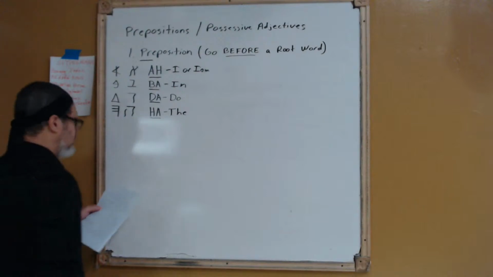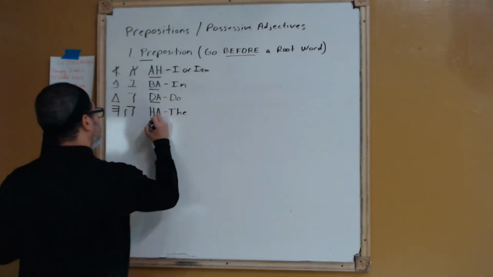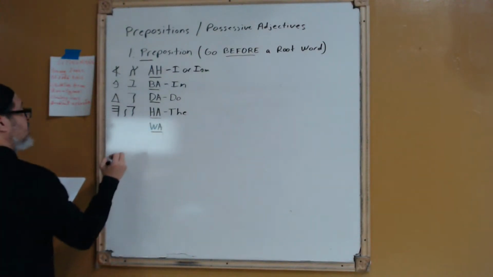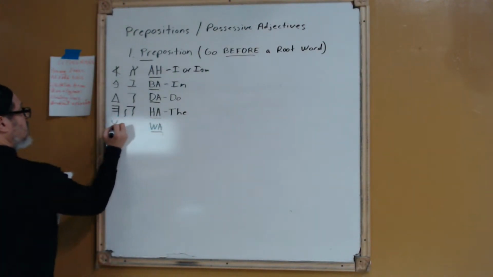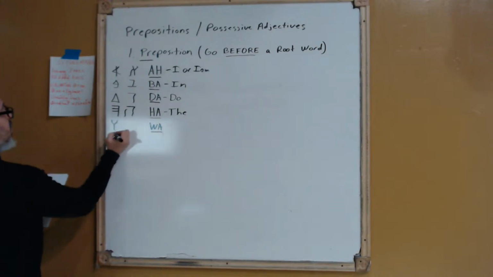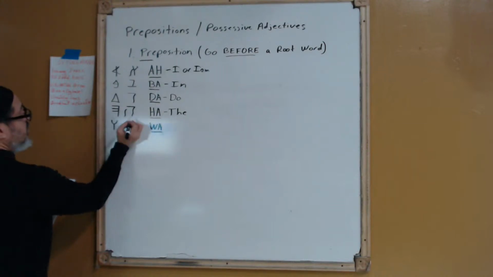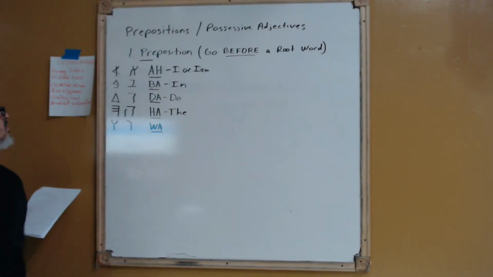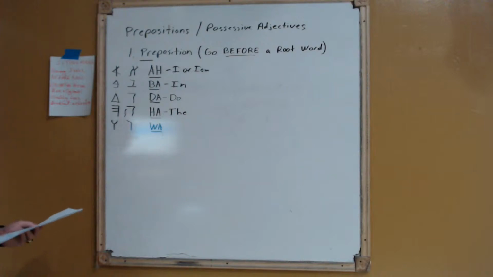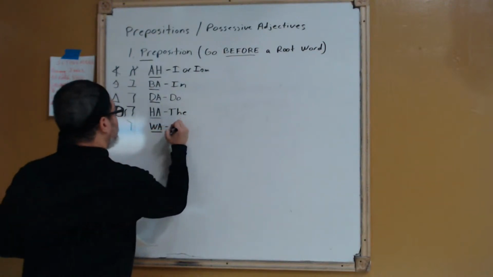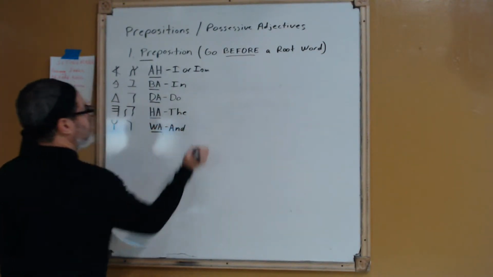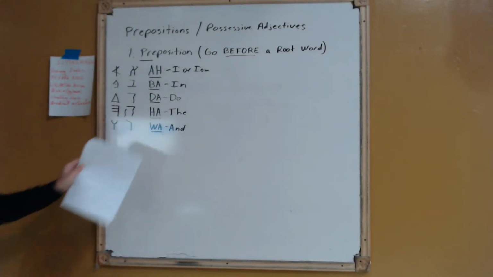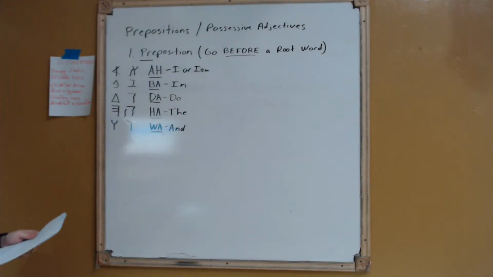Next we have wa. The wa symbol, the ancient, the U, the line down, and then an angled line, and a straight line down. That was the wa sound. And that actually is "and". So if a word starts with the wa, it could be a preposition, and it means "and".